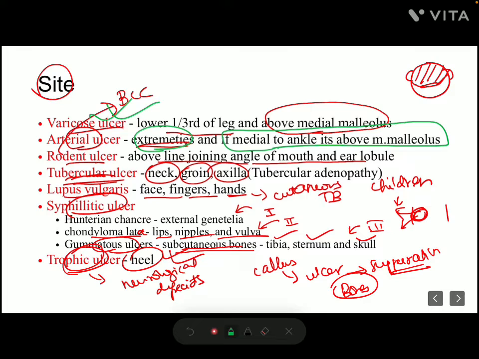To avoid this confusion, usually it's better to think this way. When an ulcer is medial, if it is above the medial malleolus, it is more likely to be due to varicose veins, and if it is below the medial malleolus, it is more likely to be an arterial ulcer.